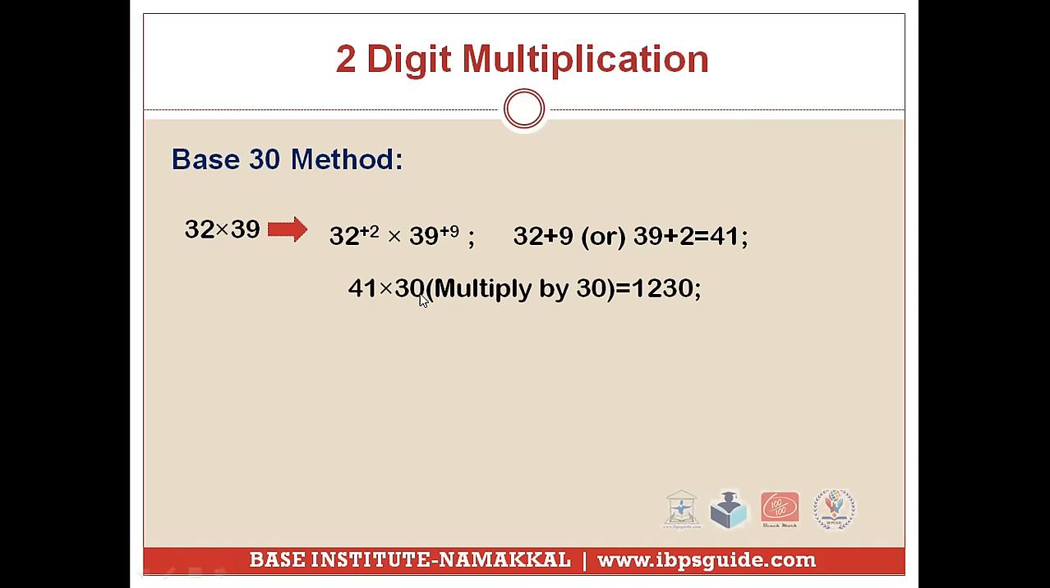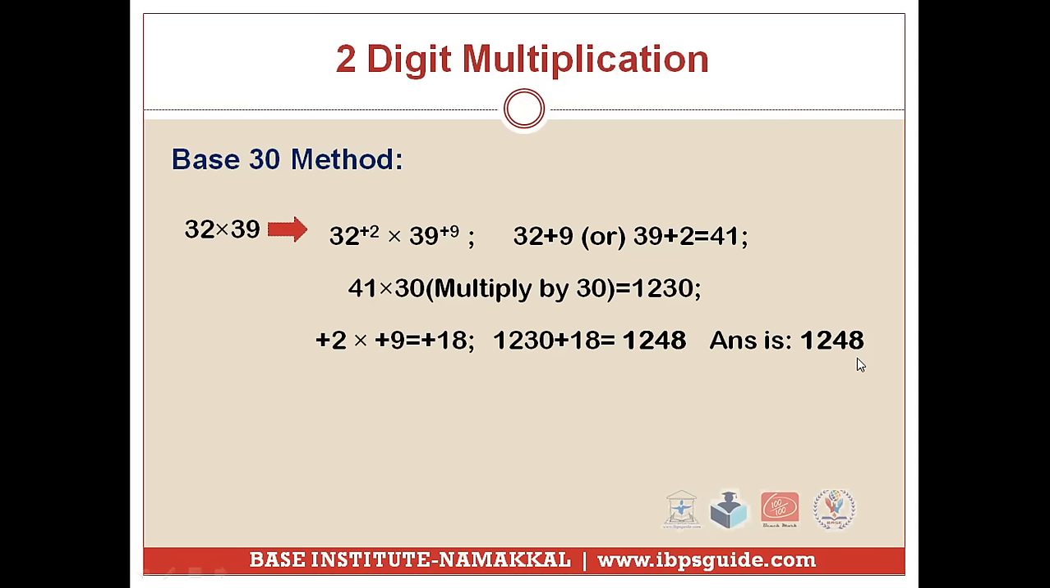And then we are getting the answer 1230 as the resultant. And then we are going to multiply the superscript values, plus 2 and plus 9, we can get plus 18. And then finally we are going to add 1230 with 18, so that we can get the answer 1248. Friends, we can move on to the next example.